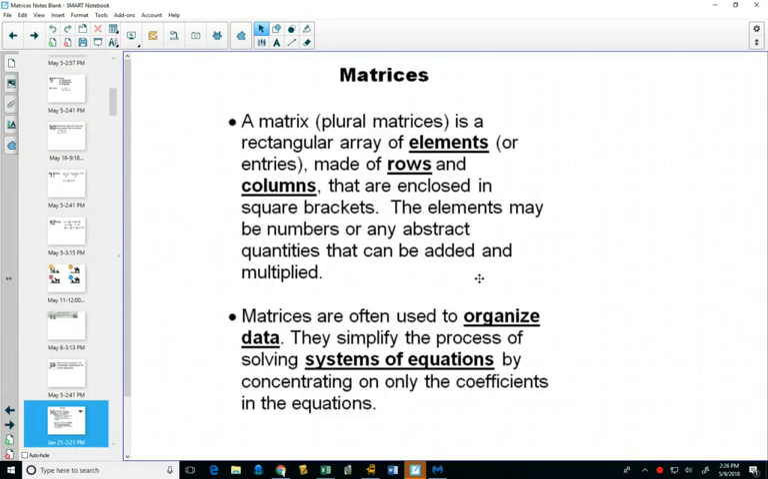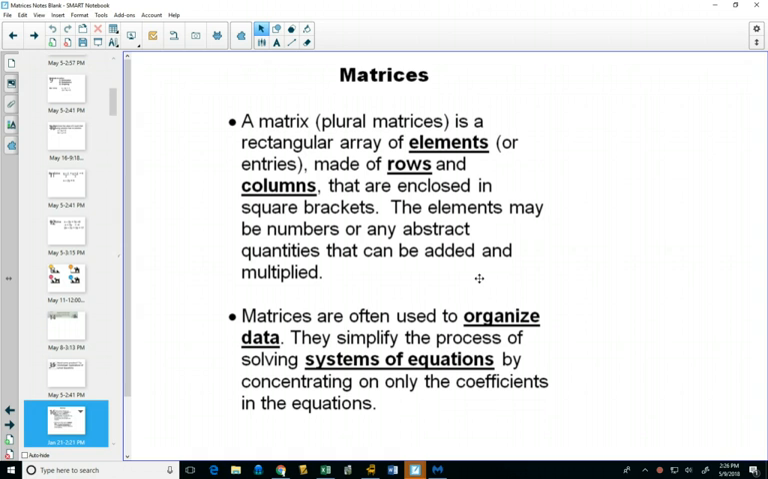Matrices. So what is a matrix? Well, it's just like putting a bunch of numbers in a box. So you are arranging it in a rectangle. You've got rows and columns. We put square brackets around them. We'll be able to do math with these numbers in boxes, and we'll see why we do it.